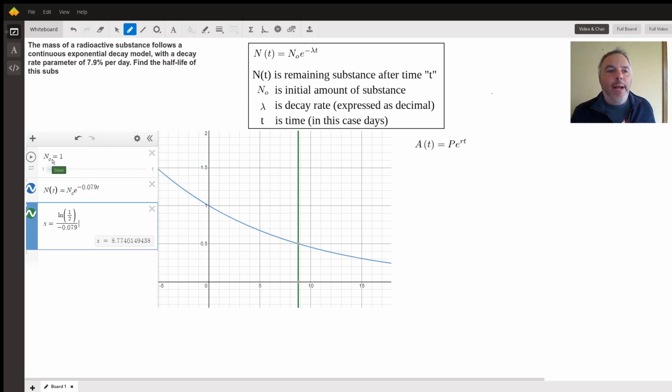Now, again, you could go back and you could have the initial value start at 10 or 100 or 52 or whatever you want. And you're going to get the same value because it's really just this ratio you're looking at, half. Now, what if you wanted to find when it decays to a quarter or a third? You can start to see the ratio that you would put in here.